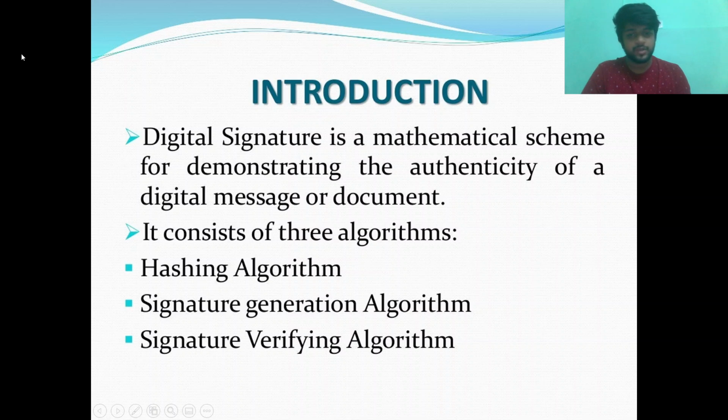Moving to the introduction part, a digital signature is a mathematical scheme for demonstrating the authenticity of a digital message or document. It consists of three algorithms, which we mentioned earlier. We will see the types of algorithms later in the video. They are the hashing algorithm, the signature generation algorithm, and the signature verifying algorithm.